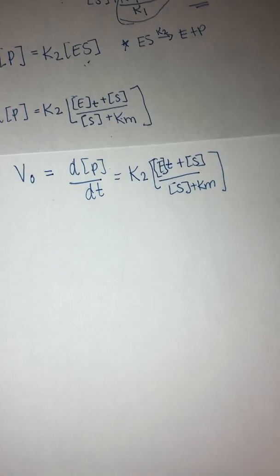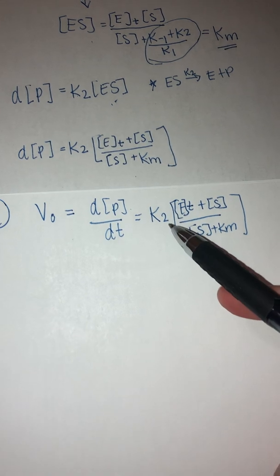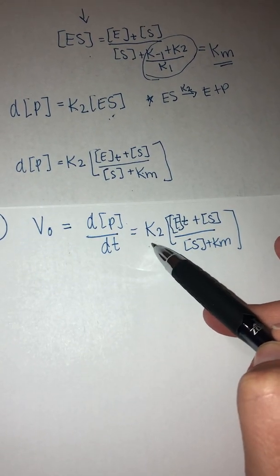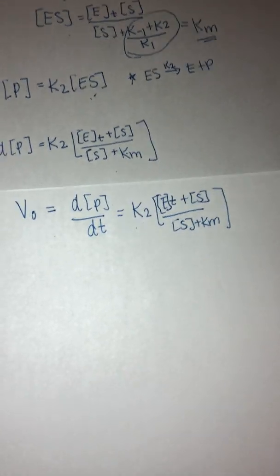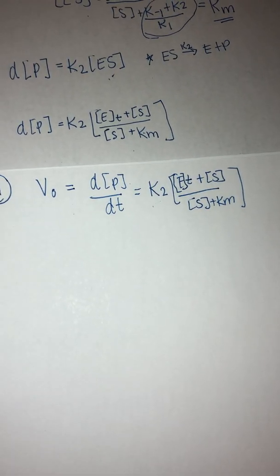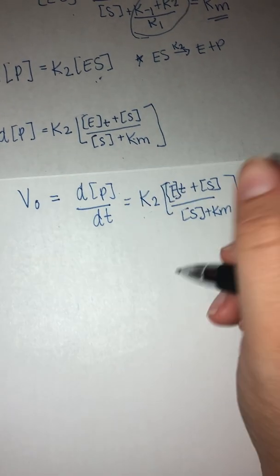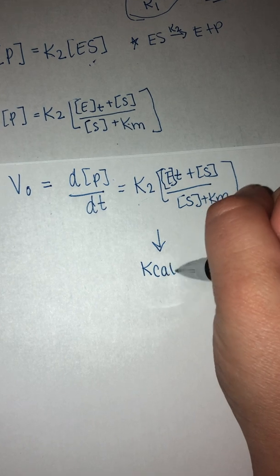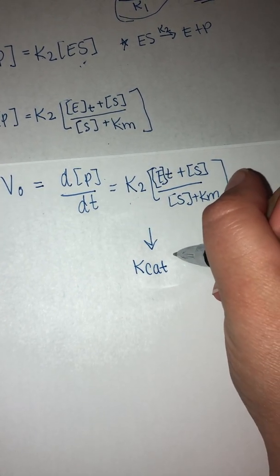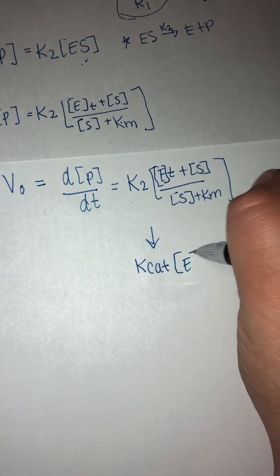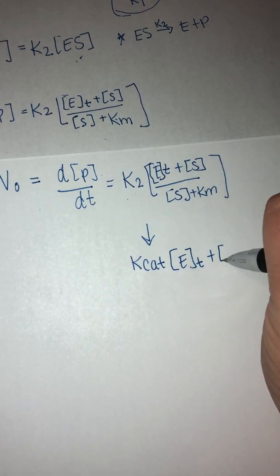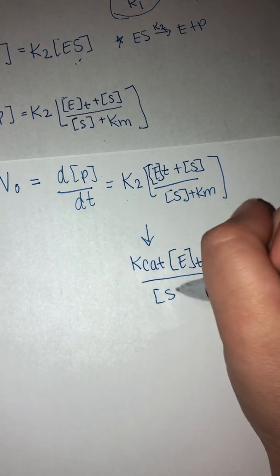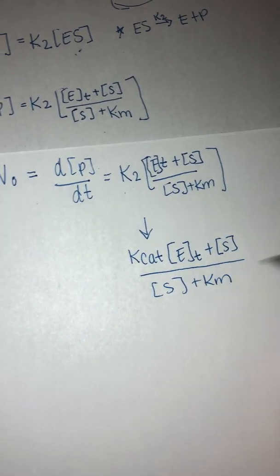Now, if you remember way back to the beginning, I said that K2 can also be written as Kcat, which is pretty much the same thing there. So you can then write this as Kcat times ET times S over S plus the Km. Okay.